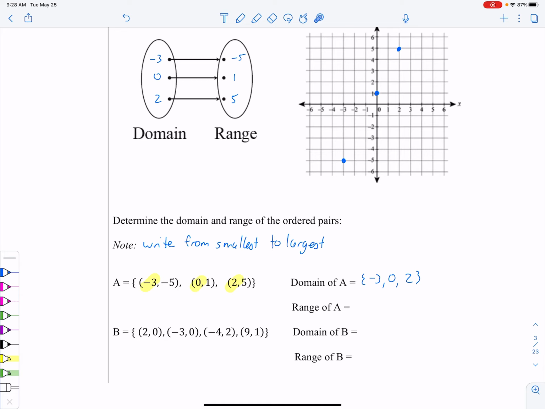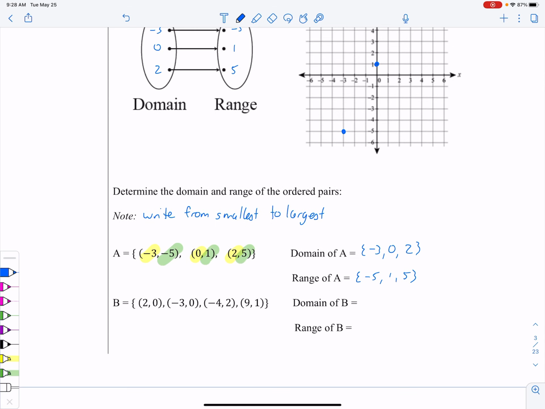Now for the range, we're going to focus on our y values. So here we have -5, 1, and 5. So those are also already arranged for us. We're going to do the same thing with b. First, we'll look at our x values. So we need to rearrange these from smallest to largest. -4, -3, 2, and then 9.